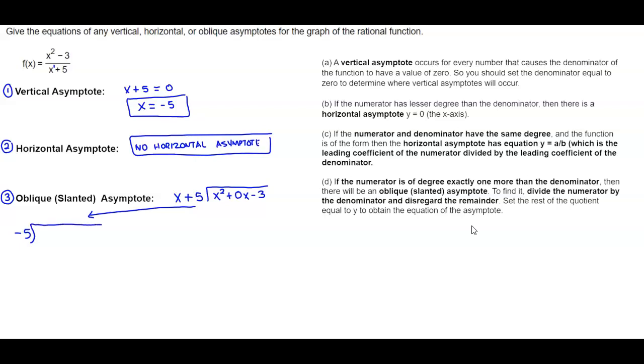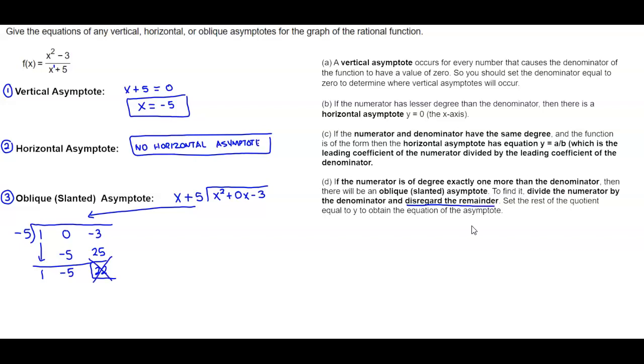We use synthetic division with the coefficients of each term. The coefficient of the first term is 1, the second term is 0, and the last term is negative 3. We bring down the 1 first. Then we multiply negative 5 times 1, which gives us negative 5, and place it there. Then we add 0 plus negative 5, which gives us negative 5. Negative 5 times negative 5 gives us positive 25, and negative 3 plus 25 gives us 22. So we get a remainder of 22. Keep in mind it says to disregard the remainder, so we don't have to worry about it.